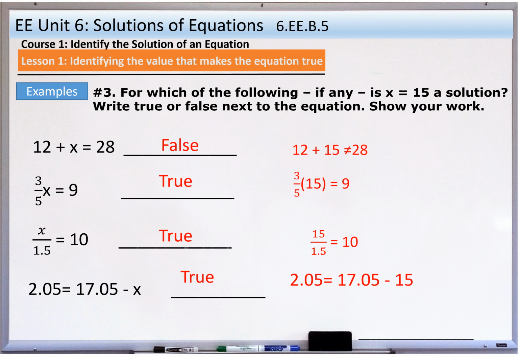Okay, let's see what you got. For the first one, it's false because 12 plus 15 does not equal 28. 15 is not a solution. For 3/5 x equals 9, if we say x equals 15, that does indeed give us 9, so 15 is a solution.